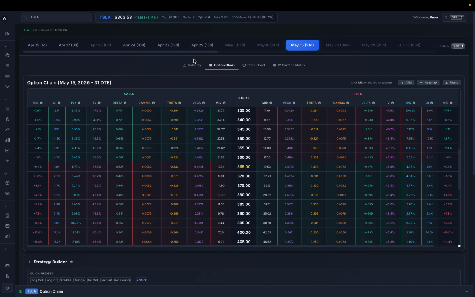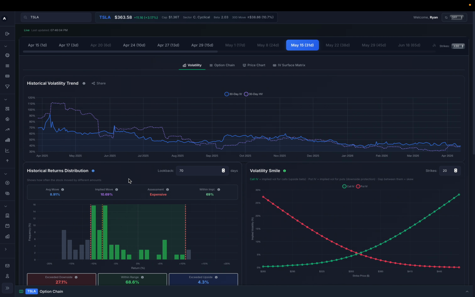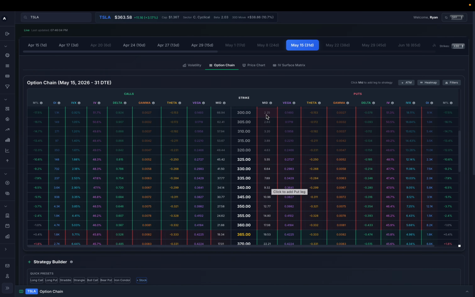So you can use the moneyness to kind of say, let's look here. The implied move is 10.7%. Let's go to the option chain. I want to be that far away out. You can see the highlighted options are the expected move. And then when we get to this kind of duller option here, that's where you're out of the expected move.